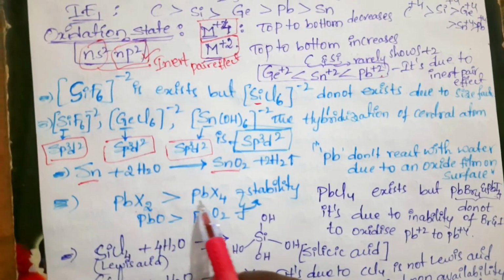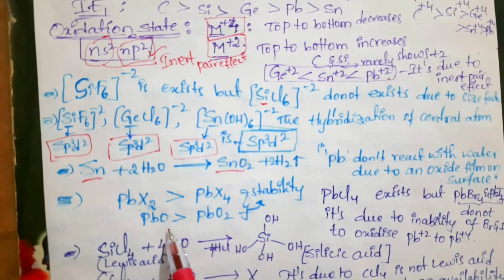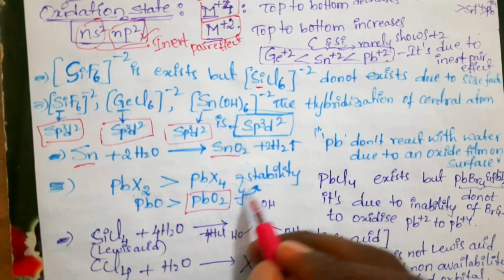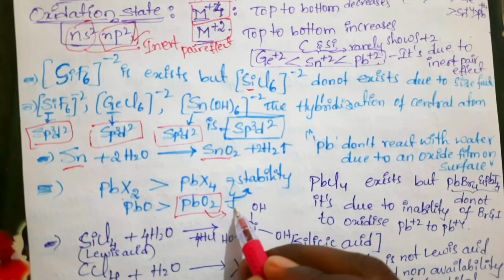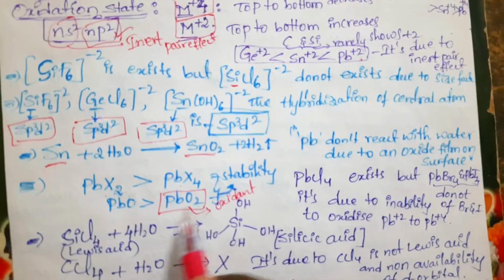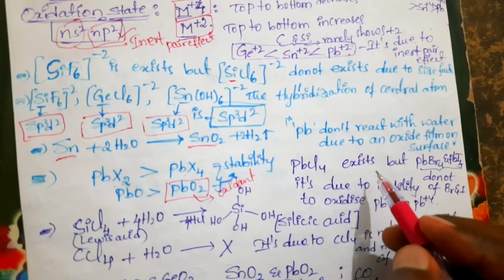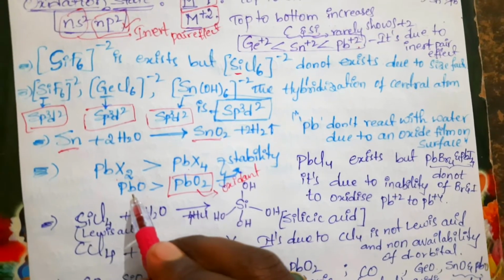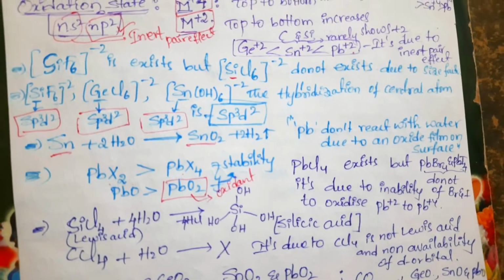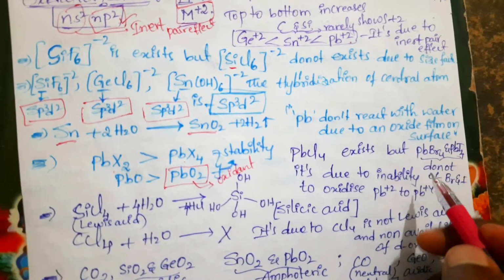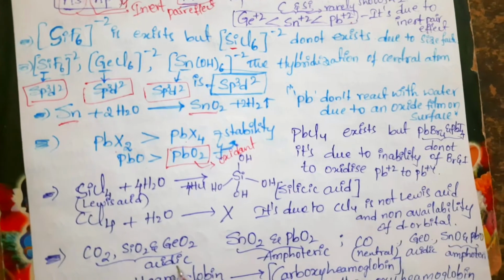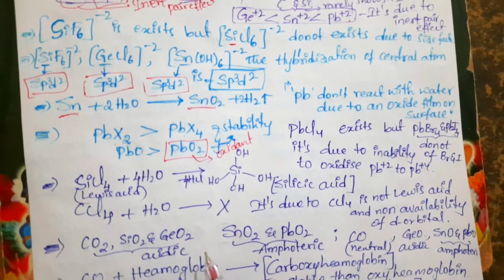Now you can see here PbX2 is more stable than PbX4, and also PbO is more stable than PbO2. That is, PbO2 is least stable due to the inert pair effect. It acts as a good oxidant, because it gains electrons and forms PbO. And you can take it that by loss of oxygen it will also form PbO. So for that reason it is called an oxidant or oxidizing agent. You can see PbCl4 exists but PbBr4 and PbI4 cannot exist, because bromine and iodine cannot oxidize Pb+2 to Pb+4. They do not have that ability to oxidize.